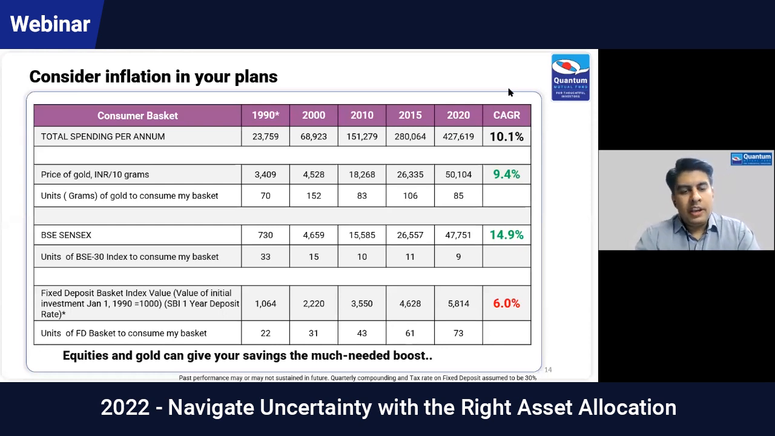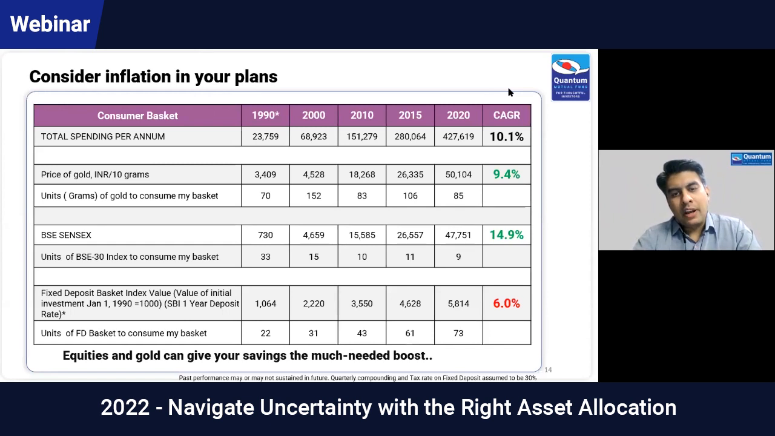If you were invested in gold, which was about 3,400 rupees per 10 grams in 1990, it is closer to 48, 49, 50,000 rupees in that zone on an average basis in 2020. So if you look at that, it has increased by about 9.4%, nearly matching that spending increase in the basket. Of course, the spending increase is a kind of real increase as opposed to official numbers of CPI, consumer price inflation, etc. But with this real increase, it is still matching very closely.